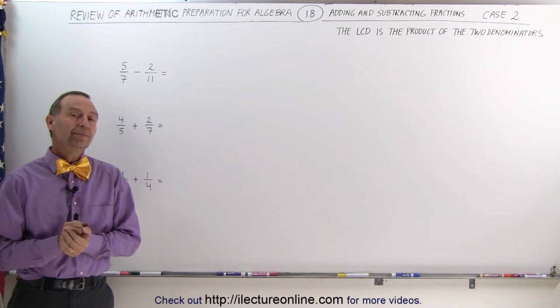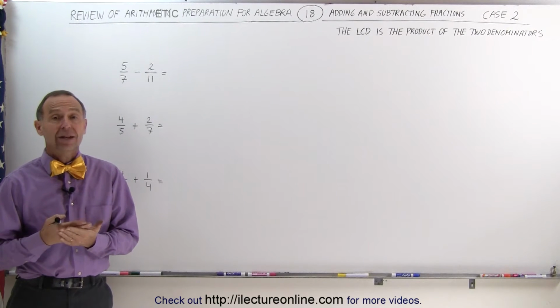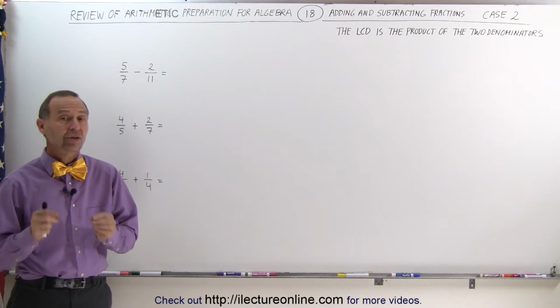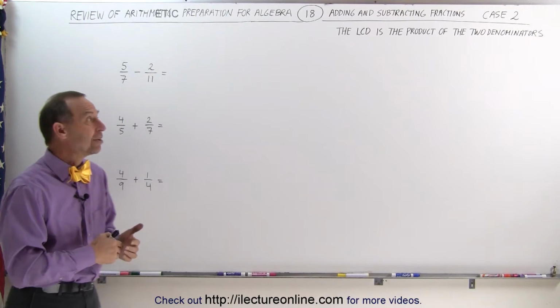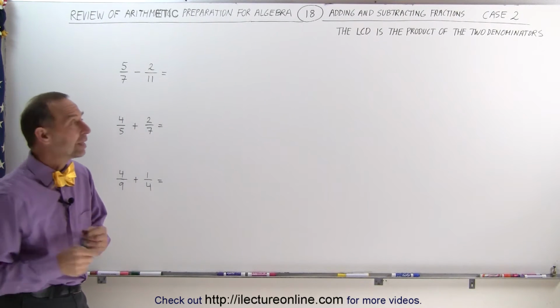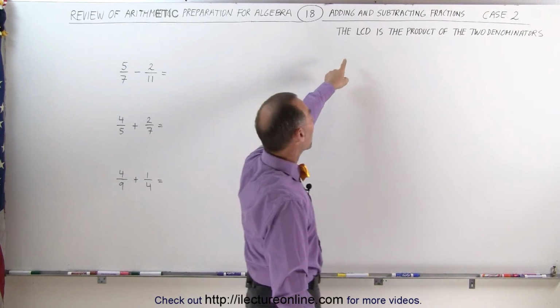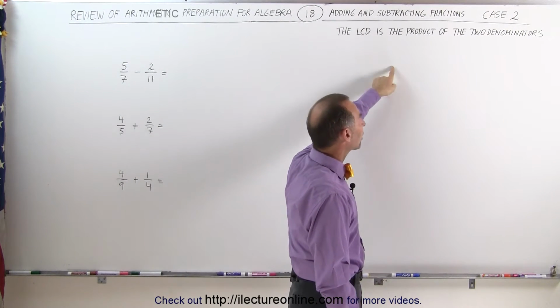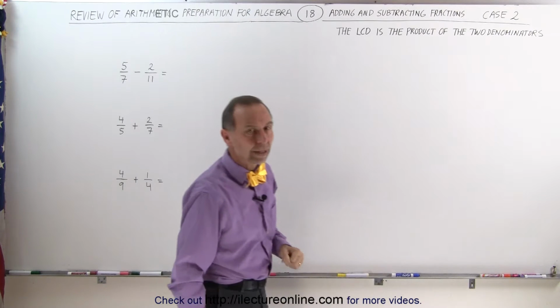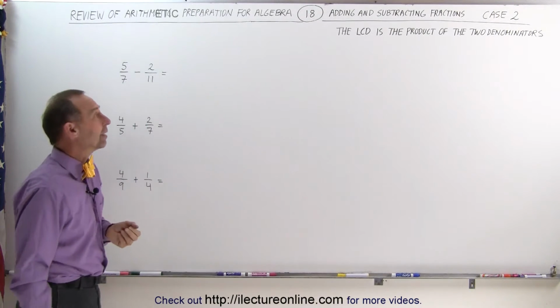Welcome to Lecture Online. Our second video on how to add and subtract fractions when the denominators are not the same shows us case 2. Case 2 is the case where the lowest common denominator is going to be the product of the two denominators. And there are two reasons why that may be the case.